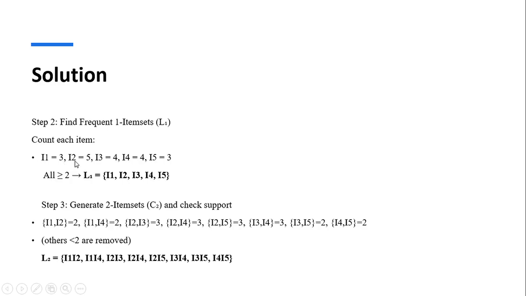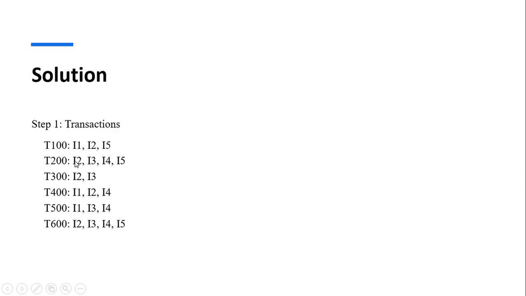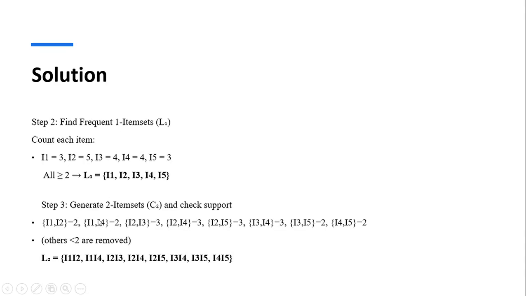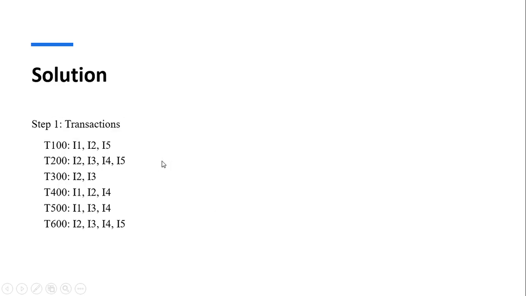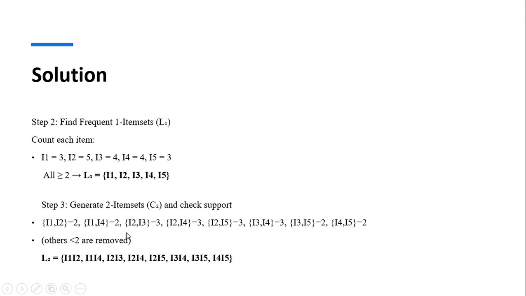Similarly, I2 is present in how many transactions? We can see I2 is present in the first transaction, the second transaction, the third transaction, the fourth transaction, and the sixth transaction. So that means I2 is present 5 times. Similarly, we will find for the remaining items in how many transactions they are present. Let us check for I5. I5 is present in the first transaction, the second transaction, and the last transaction. So I5 is present 3 times. So that's why I5 is equal to 3.